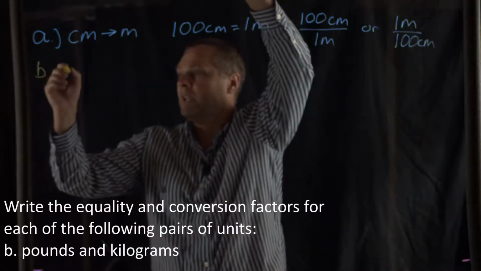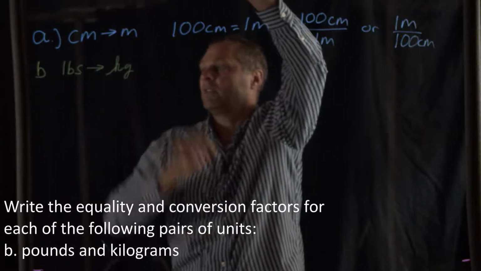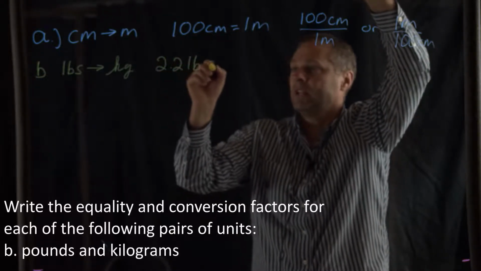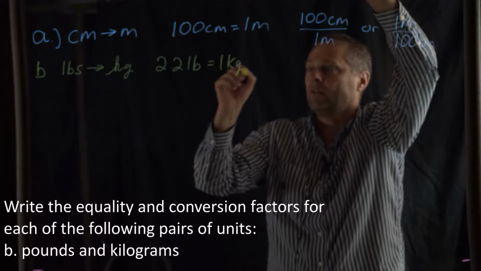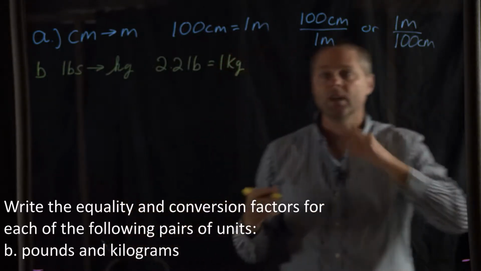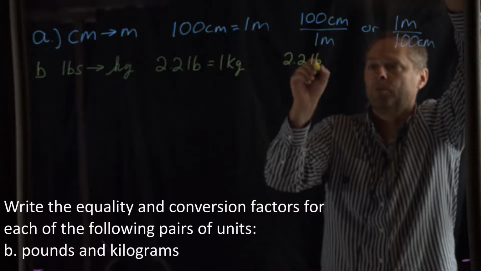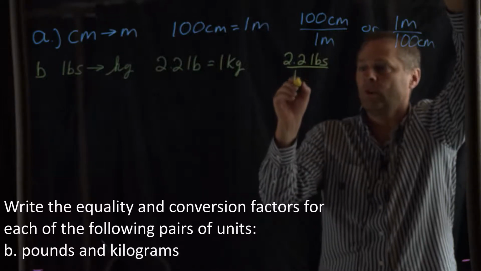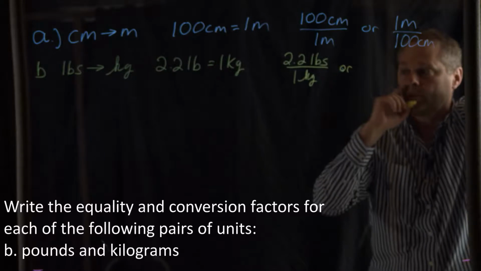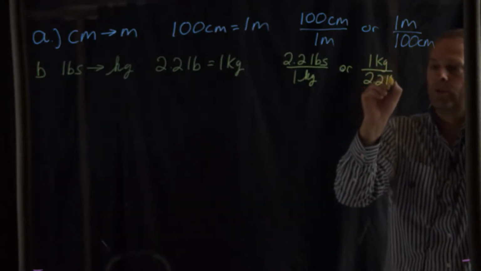That's for part A. For part B, it asks to go from pounds to kilograms. So part B is we're going from pounds to kilograms. And there is 2.2 pounds is equal to 1 kilogram. Or you can say 1 kilogram is equal to 2.2 pounds. Now the conversion factor for that is 2.2 pounds is equal to 1 kilogram, or we can say 1 kilogram is equal to 2.2 pounds.